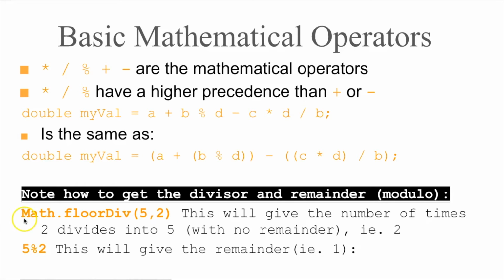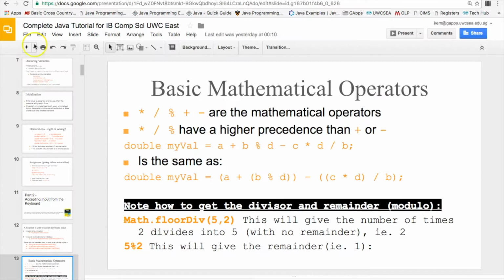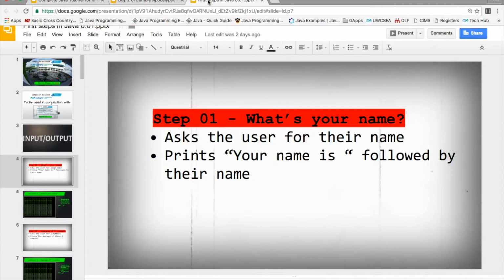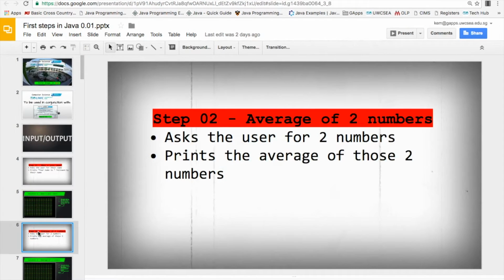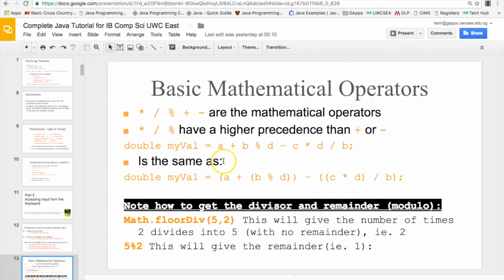And there's a handy function, other ways of doing it. If you're storing things in an int, that'll work anyway, as you find out in the Java challenge. Let me jump back. The Java challenge was step number 3, the division and the remainder, where you had to give the remainder of a division. If you say math.floordiv 5, 2, that will give you the number of times that 2 goes into 5 with no remainder, so that will give you 2 back.